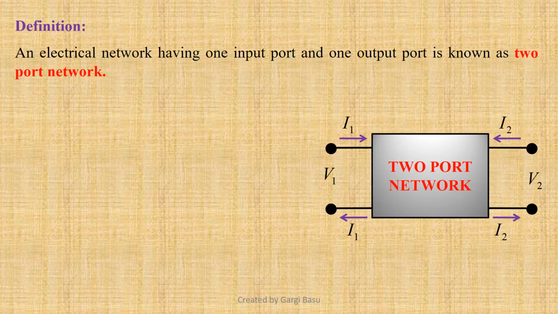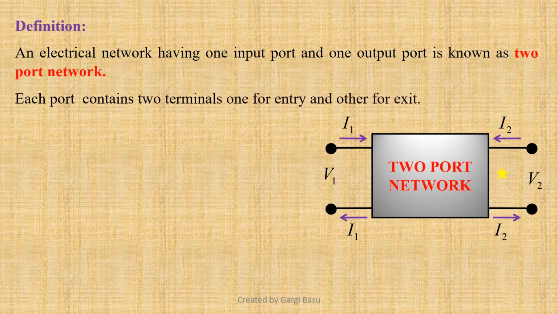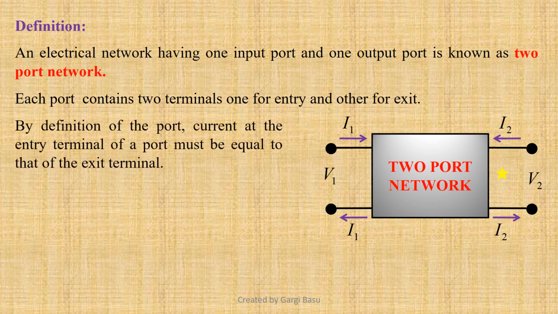An electrical network having one input port and one output port is known as two-port network. Here we can see the block diagram of a two-port network. By analogy with transmission networks, one of the ports is called the input port and the other is known as output port. Each port has two terminals, one for entry and the other for exit. By definition of the port, current at the entry terminal of a port must be equal to that of the exit terminal.